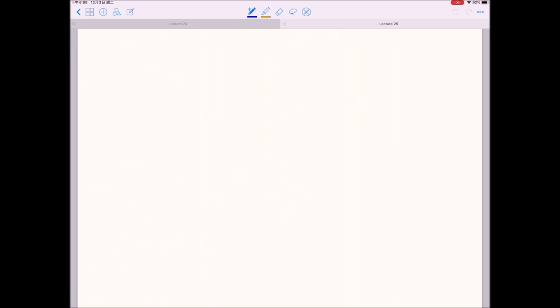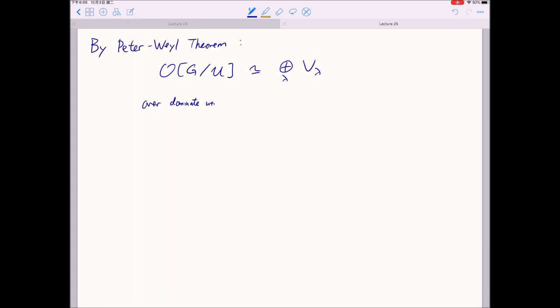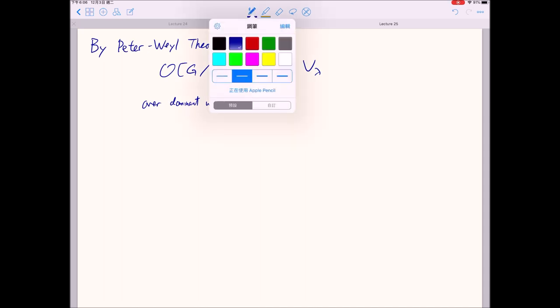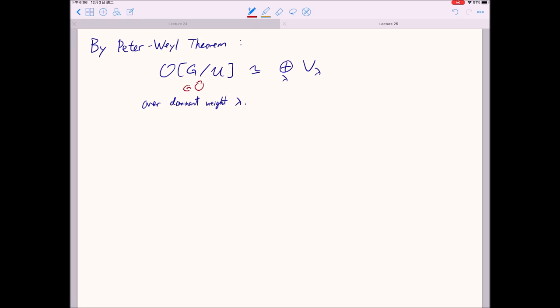So one more additional piece of information is the use of the Peter-Weyl theorem. This is a theorem in representation theory. It tells you that the regular functions on G mod U, the principal affine space, are equivalent to the direct sum of highest weight representations over dominant weights. So here we have G mod U and we have functions on G mod U, and then we have the action of G on these functions, right?